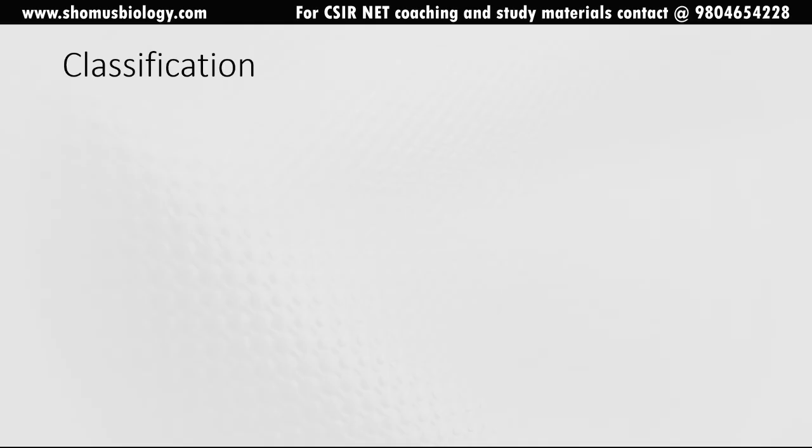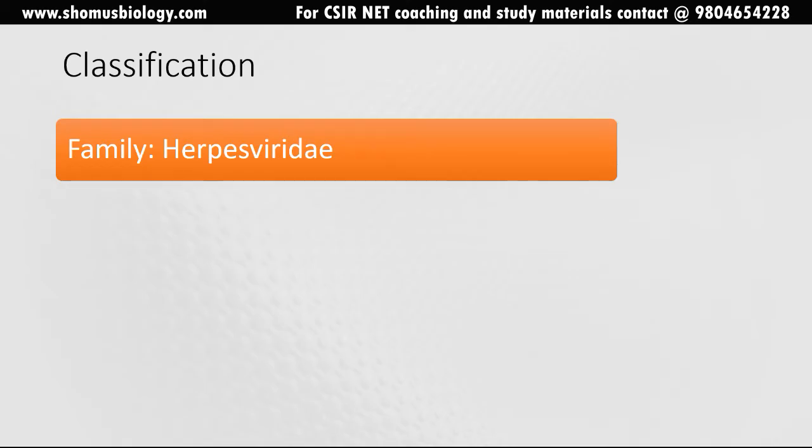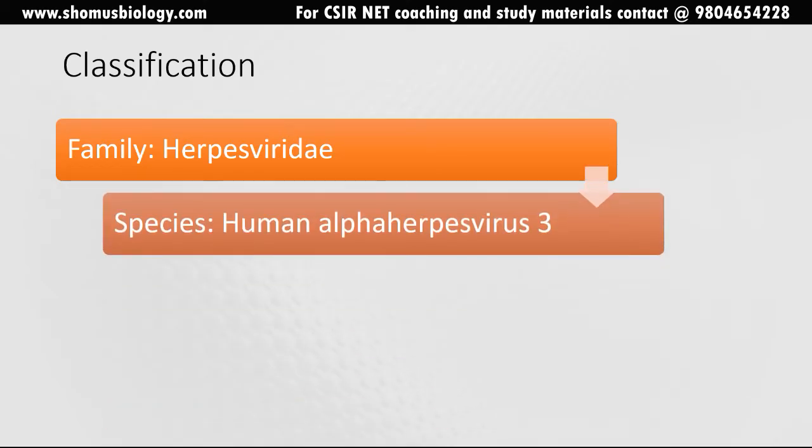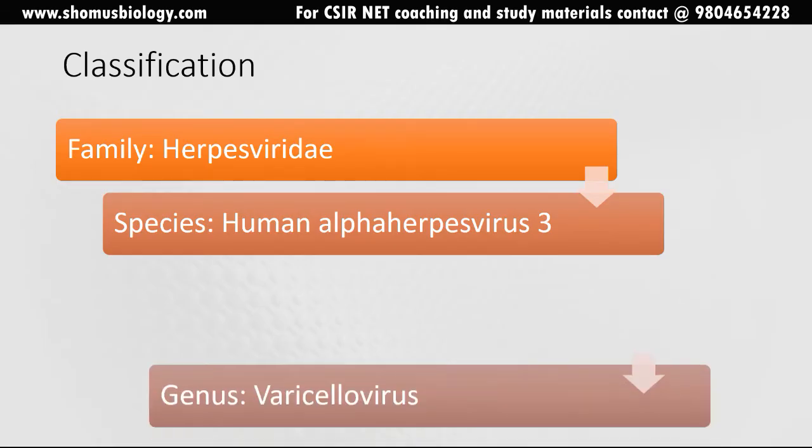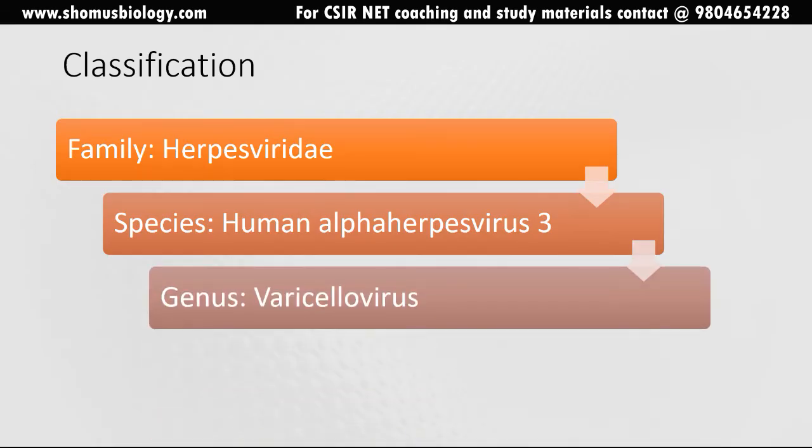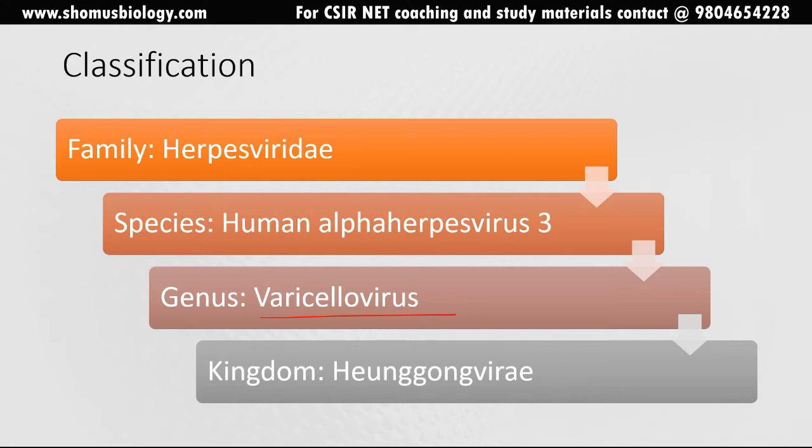Classification: family Herpesviridae, species human alpha herpesvirus 3, genus Varicellovirus, and kingdom Heunggongvirae. So kingdom is the biggest one, remember, then family, then genus, then species. This is not arranged in sequence here, but it should be arranged like this: kingdom at the beginning, then family, then genus, and last should be species.